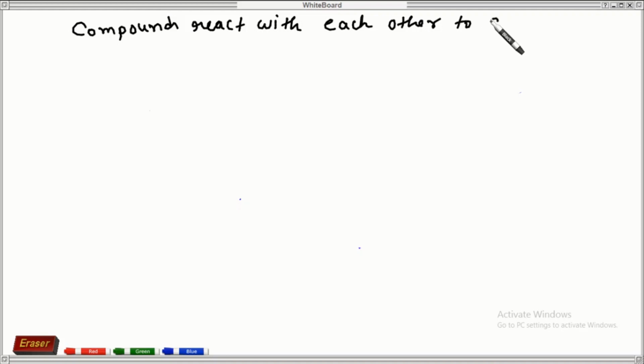Let's come to the second, where compounds react with each other to give different product. That is also a compound. So we can write like this: different compound.